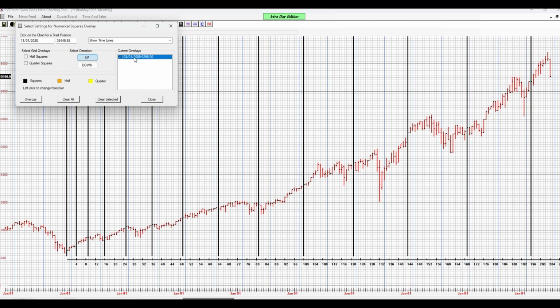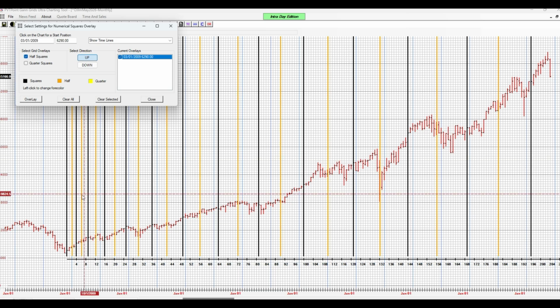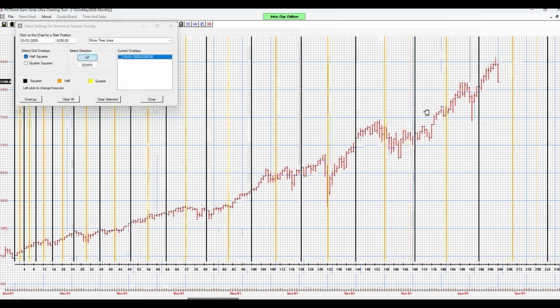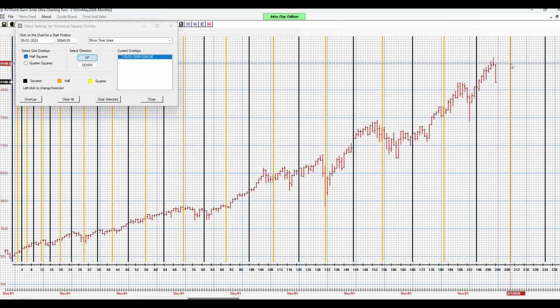So what we're going to do next is we're going to take the half squares, and we're going to highlight the half squares. And you can see that where the full squares missed, a large majority will pick up with the half squares. So basically what you're doing is you're taking the numerical squares and you're splitting them in half. And as you can see, this was an exact bottom. This was 2 months out from this. This was an exact little pivot low, and so on and so forth. So now the next period we have coming up is in September of 2026 for the half squares.